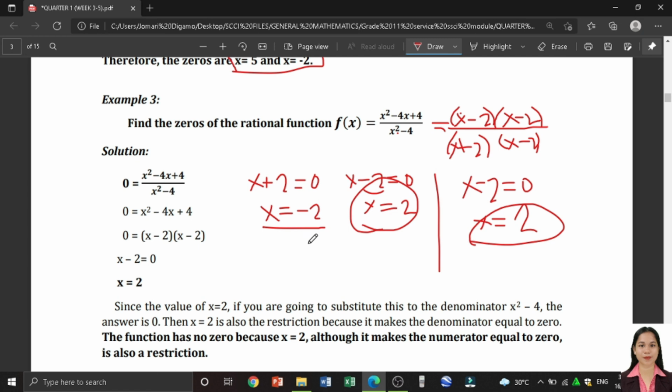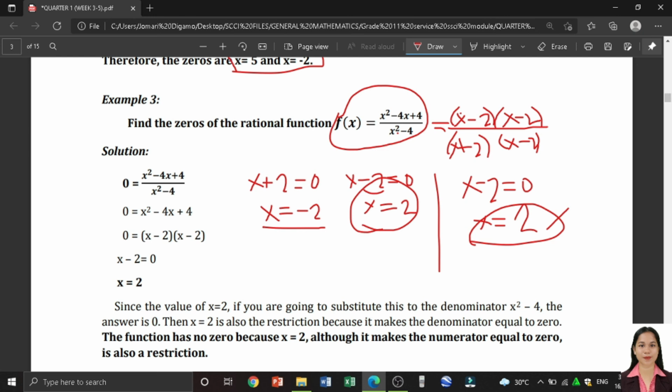So since the value of x is equal to 2, if you substitute that into our denominator x squared minus 4, the answer is 0. Then x equal to 2 is also a restriction because it makes the denominator equal to 0. So we computed earlier that a restricted value is positive 2. That means this value of the independent variable is not part of the solution set. Therefore, this given function has no zero, because x equal to 2, although it makes the numerator equal to 0, also makes the denominator equal to 0, so it is also a restriction. So that is all there is to it.